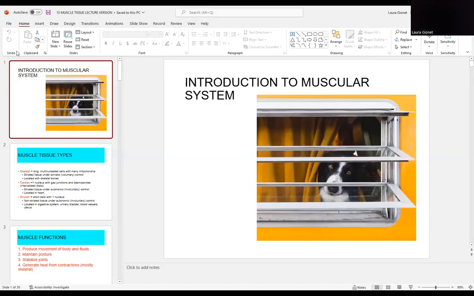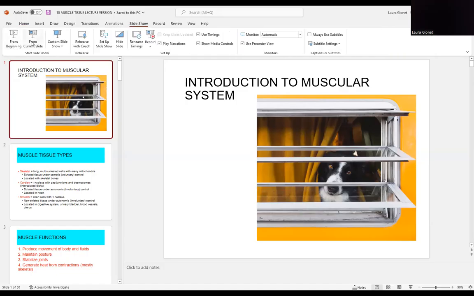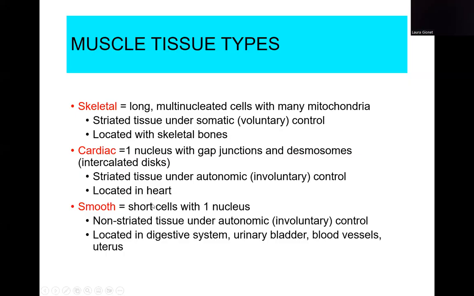Okay, muscle tissue in the muscular system. All right, so we have three types of muscle tissue. We covered this briefly when we looked at the tissues chapter. We have skeletal, cardiac, and smooth muscles.